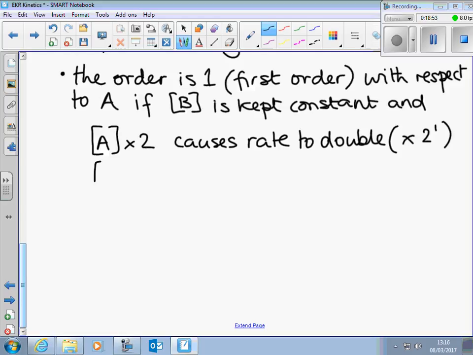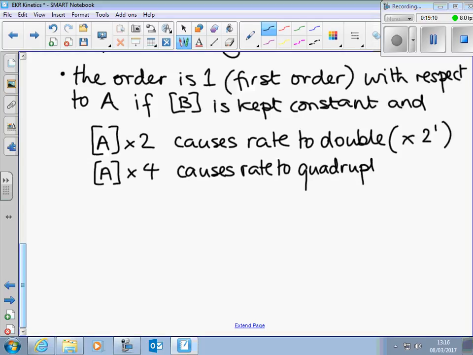I'll put some others in. All right, if you took your concentration and multiplied it by 4, then if the effect was that the rate is going to quadruple, right, it's times 4, the same number as you'd got over there, but to the power 1.